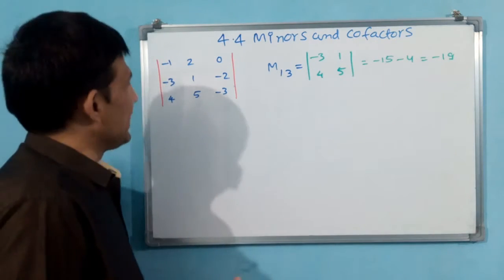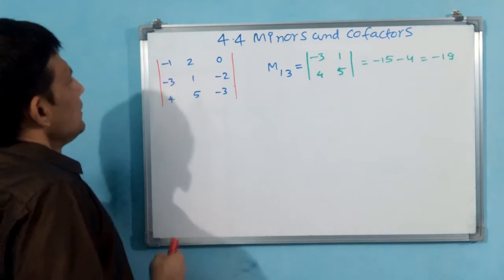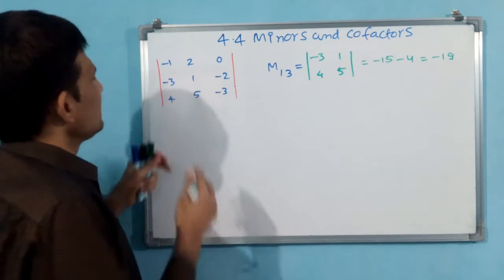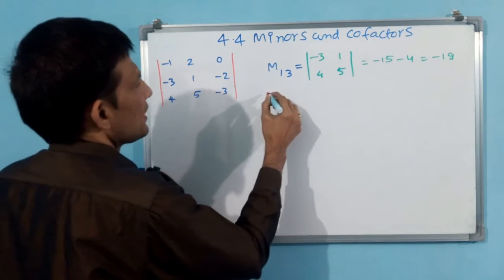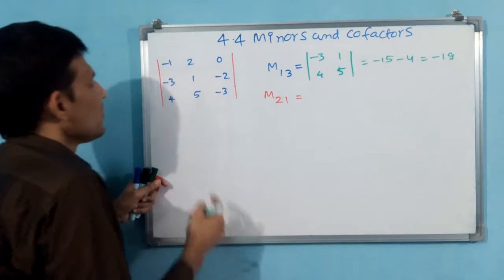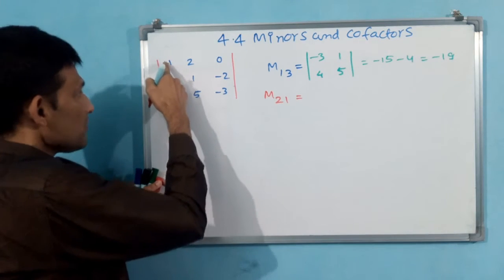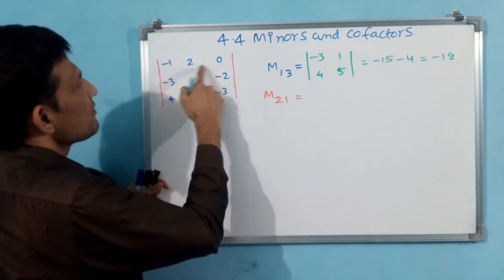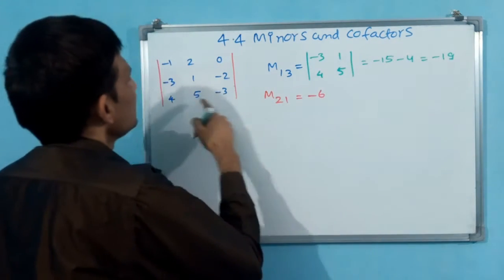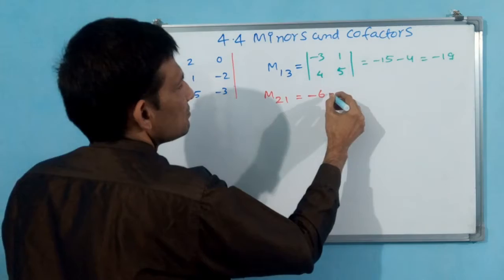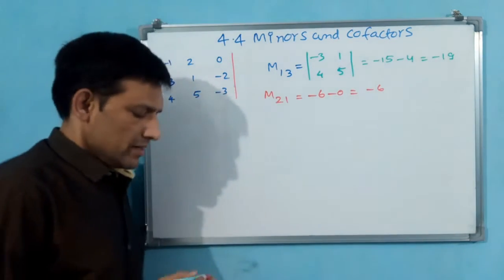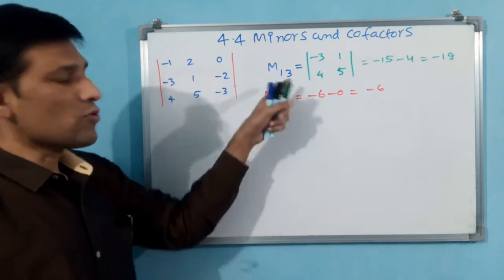One more we will find. Shall I find for -3? The minor of -3, second row first column. You see how I am writing? Second row first column, M21 is equal to, see, we are closing the second row and first column. That means |2 0; 5 -3| will be there. 2 into -3 is -6, minus 0, that means -6. Okay. Now you understand how to find minors.